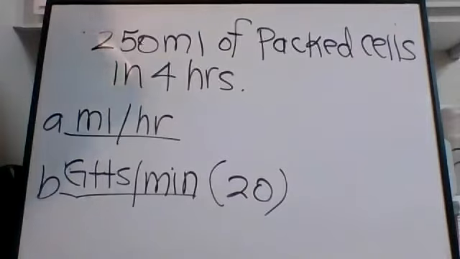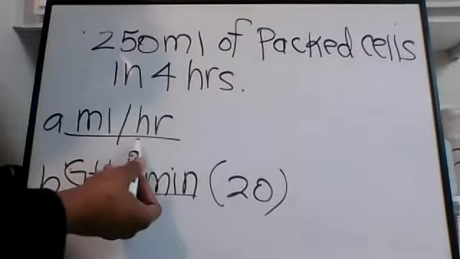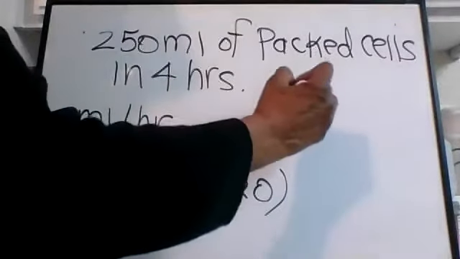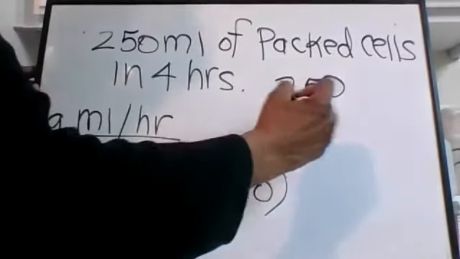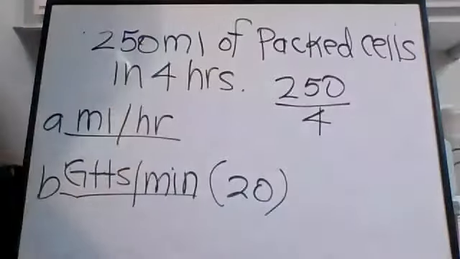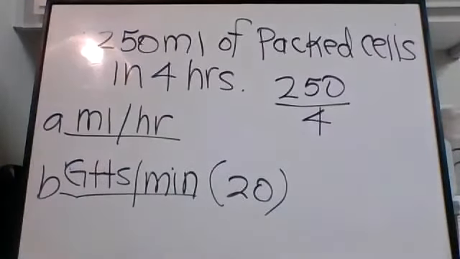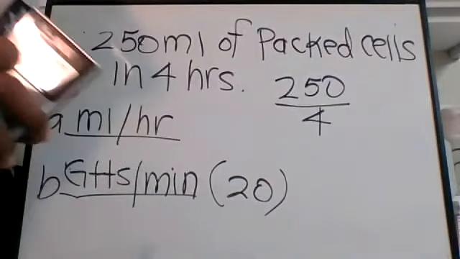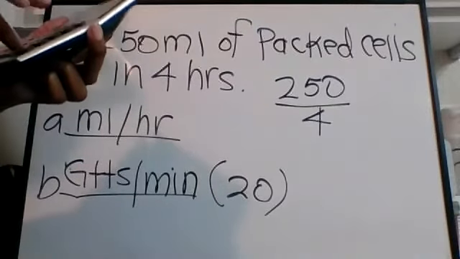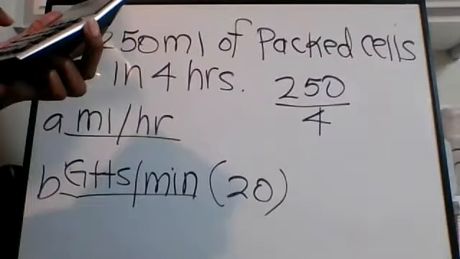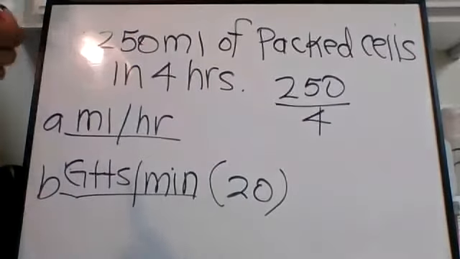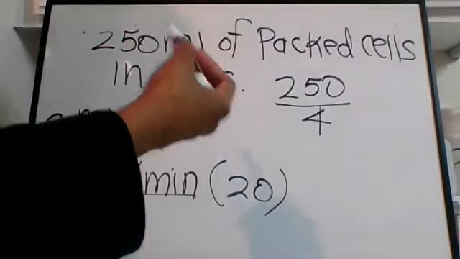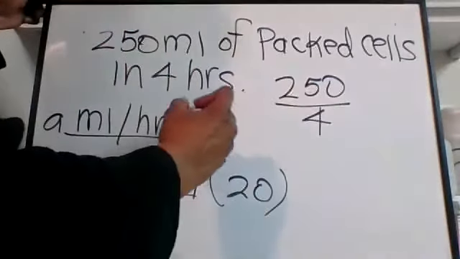So the first step is to find your milliliters per hour. All you have to do is divide. So that would be 250 divided by 4. That's the first step, dividing, because it's asking us how many milliliters will we administer in an hour. That's simple math. 250 divided by 4 gives us 62.5.